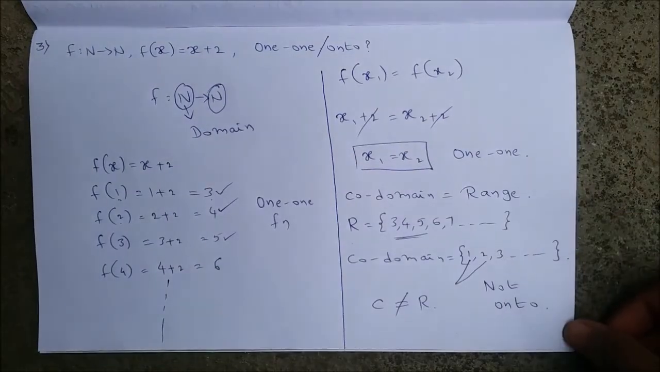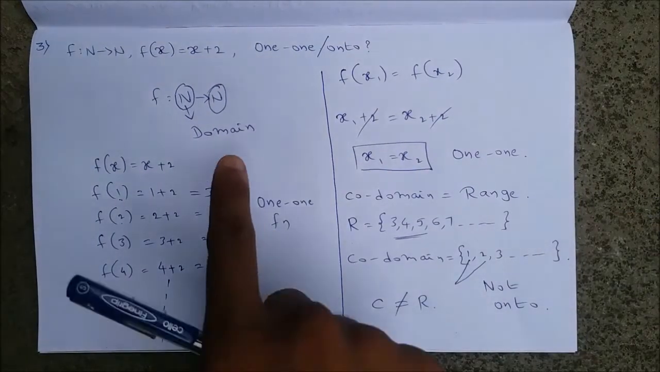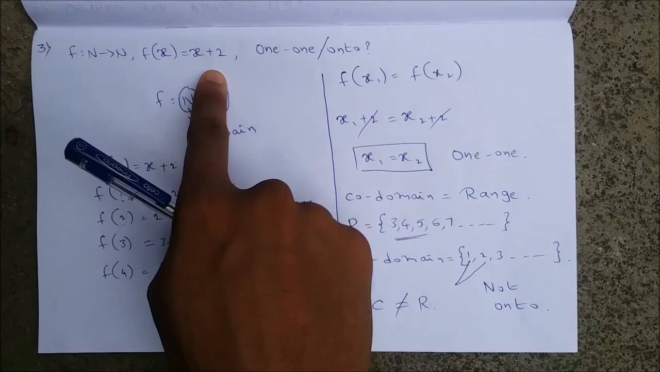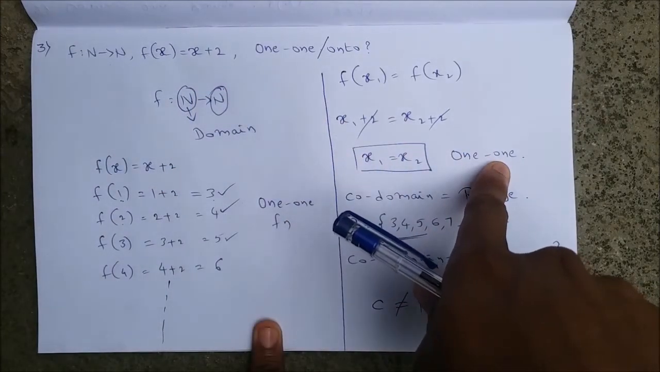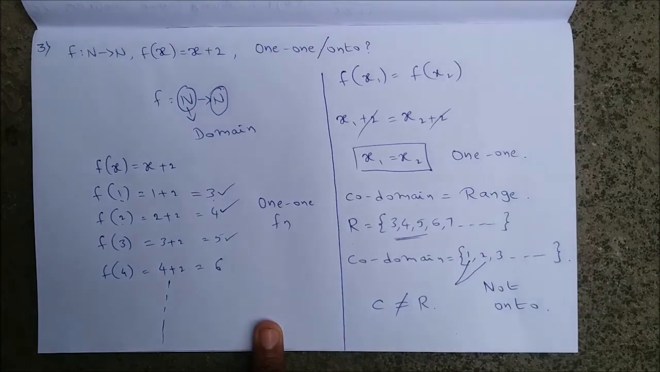And one more shortcut you should remember: the given function is a linear function. A linear function is always one-one, compulsorily. But for checking onto, again we need to do the process compulsorily.